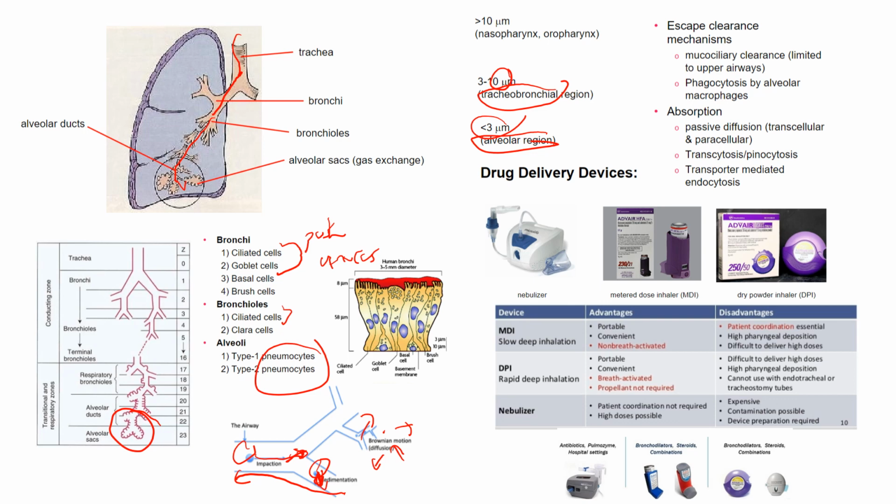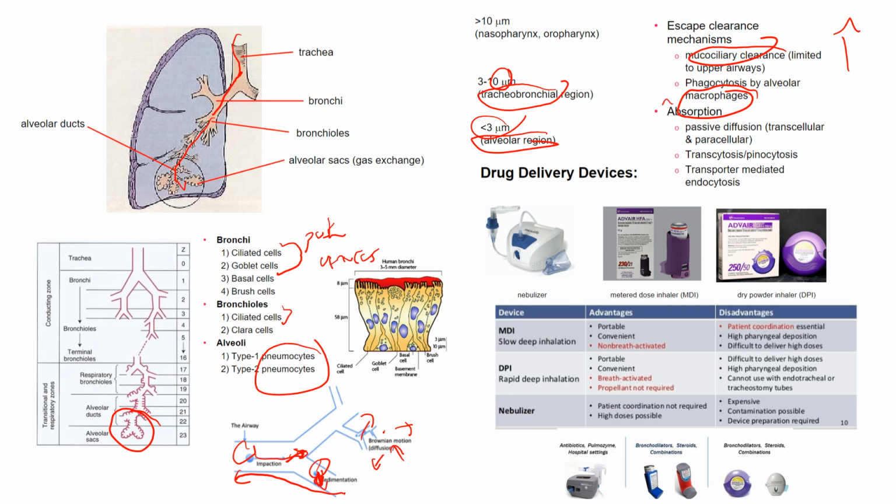Ways drugs can escape are two ways really. They can escape by being cleared, being pushed back up by mucus. They never enter the system. That mucus might also be reswallowed and go into the stomach instead, where the drug is useless. And then also macrophages might phagocytize these molecules. They'll swallow them up, and then they're not any good to the body.